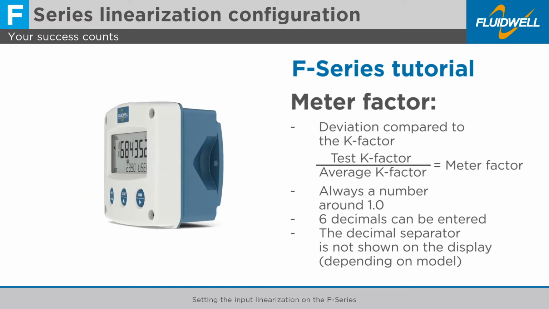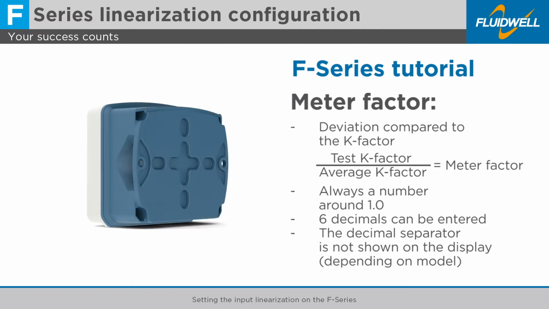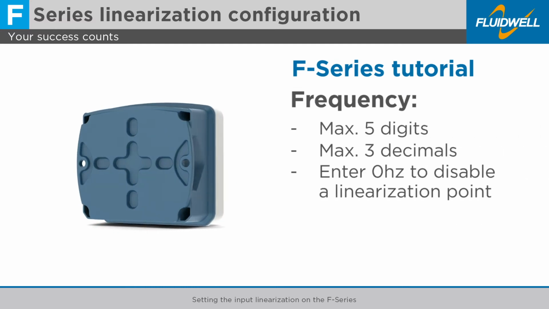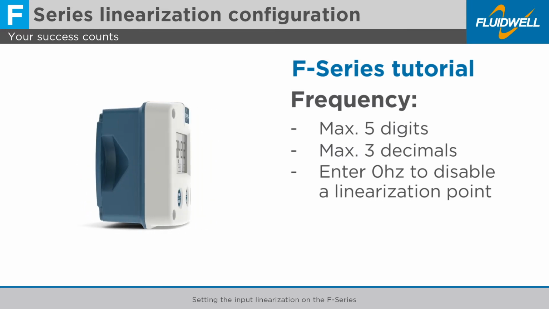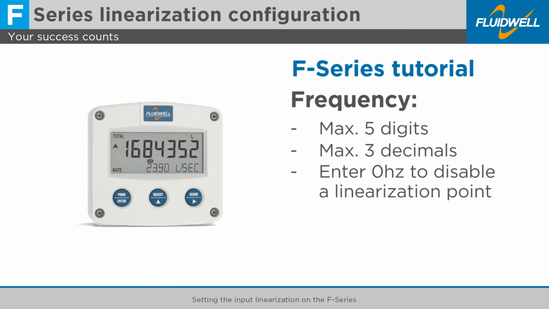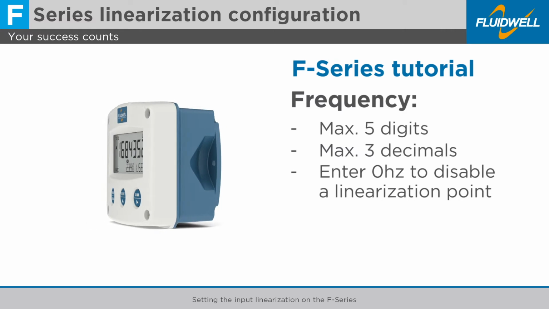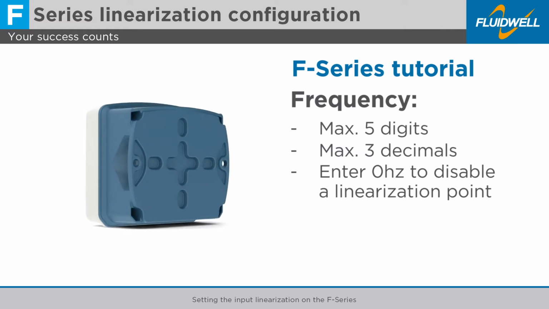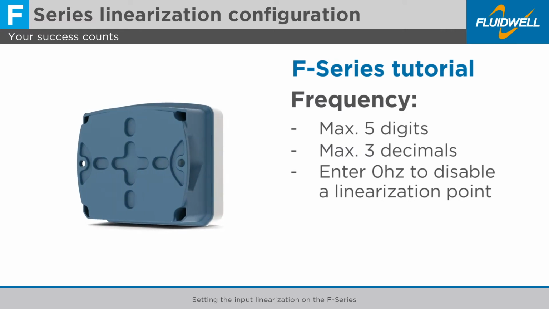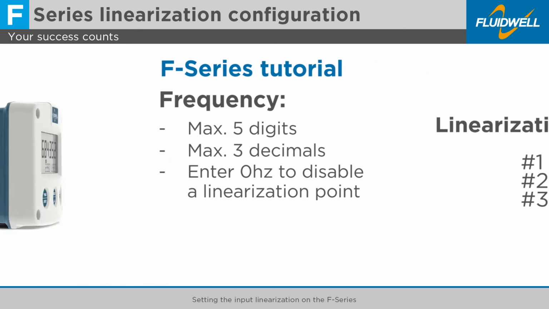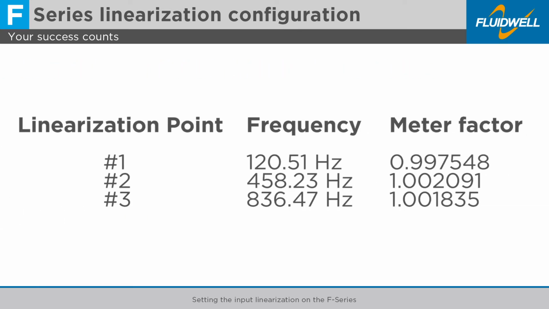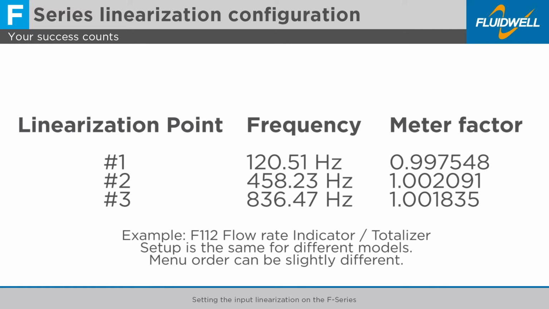Please note that the decimal separator is not shown on the display. The frequency can be entered with a maximum of 5 digits and 3 decimals. When a frequency of 0 Hz is set, the meter factor is disabled, so you can set fewer linearization points than available. In this example, we will only set 3 linearization points with a 7-digit meter factor and matching frequencies with 2 decimals on the F112 flow rate indicator totalizer.